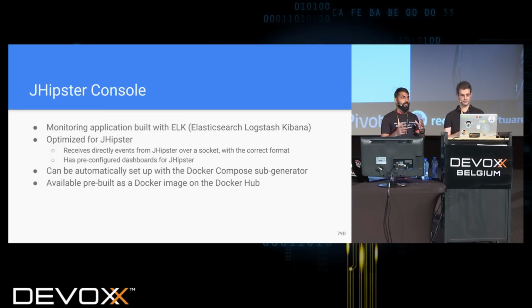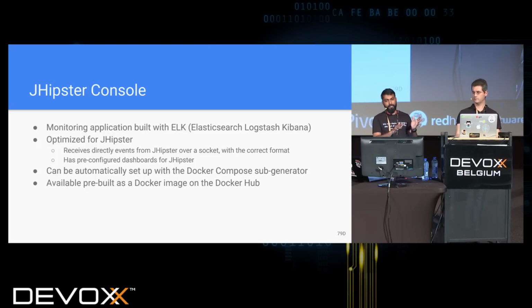The microservices and gateway will stream the logs to the console, and the console will use ELK to process the logs and display them using some pre-configured dashboards. We have some pretty good dashboards pre-configured for you, for the most commonly required things like JVM stats, log analytics, and metrics. So it is optimized specifically for the JHipster architecture.